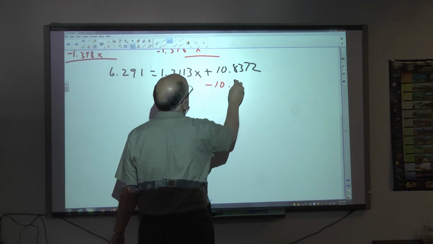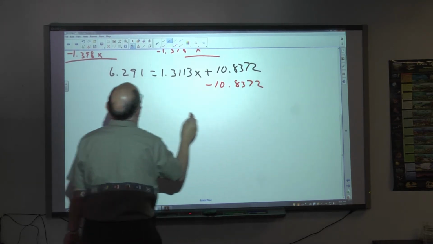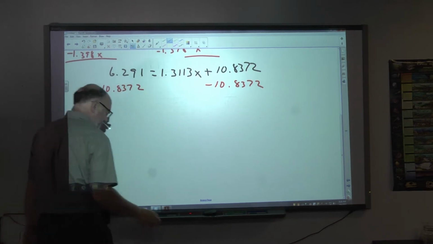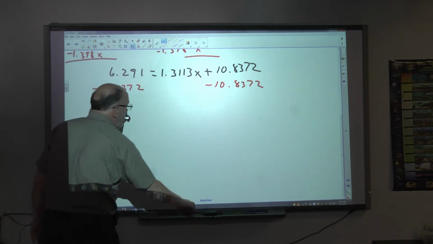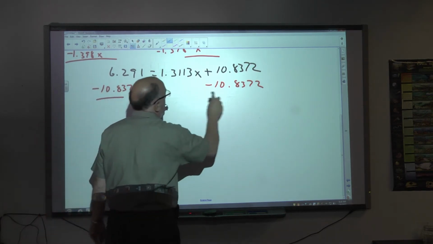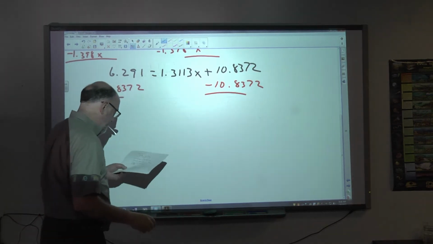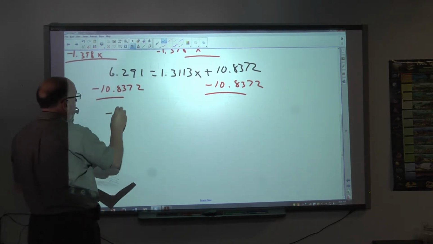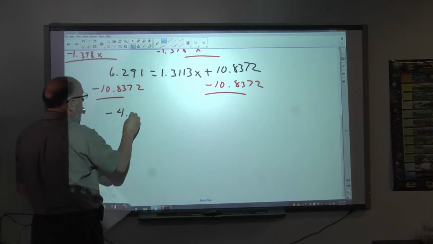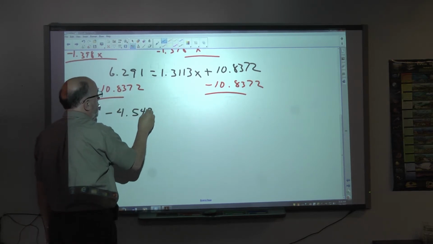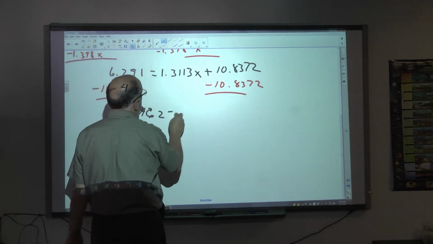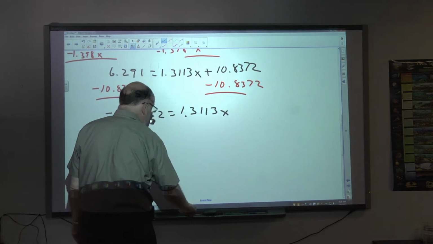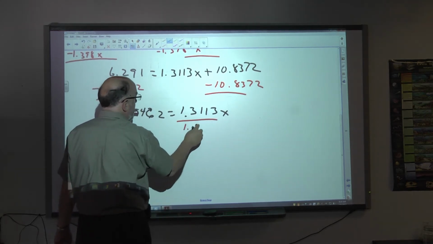Next step is to bring the 10 over to the other side, and so we'll subtract that. Subtract this number, and subtract this number. And so we do that. Negative 4.5462 equals 1.3113x. And then lastly, we're going to divide.